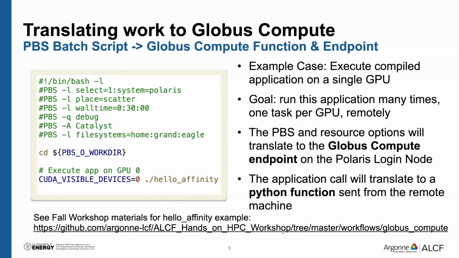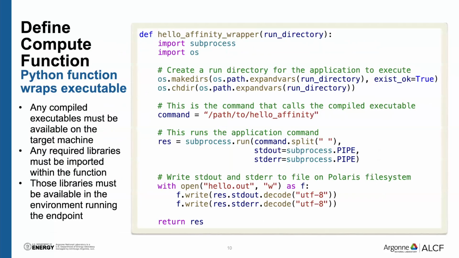Yeah, definitely. Thanks for the question. So, you can definitely run compiled executables like VASP. You would have to create a Python function that wraps around the compiled executable. So you would have some path to the executable on our machines, and then you would launch it in this way within the function.